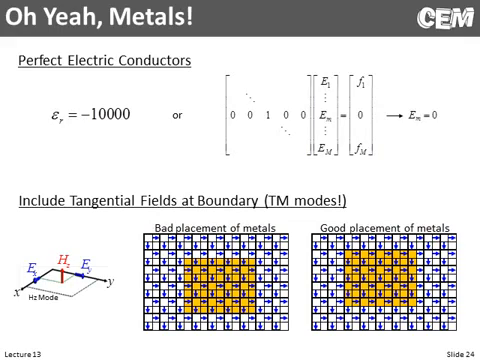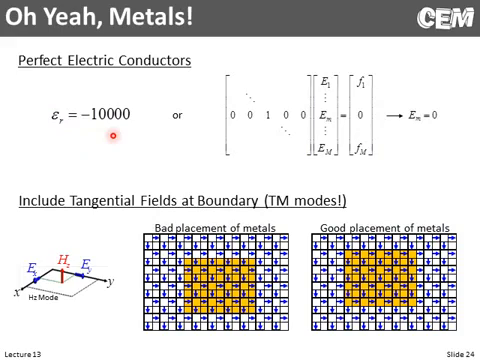So before we conclude this, we definitely want to talk about metals and how to handle metals and get them in your grid correctly. The absolute easiest way to build metals into your grid is just to set the dielectric constant wherever there's a metal, at whatever point in your grid that has a metal, to something ridiculously large and negative. And that is the same thing as putting in a metal.